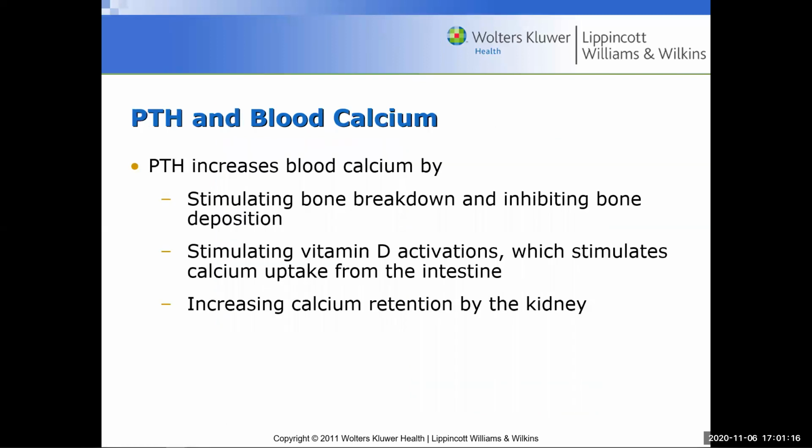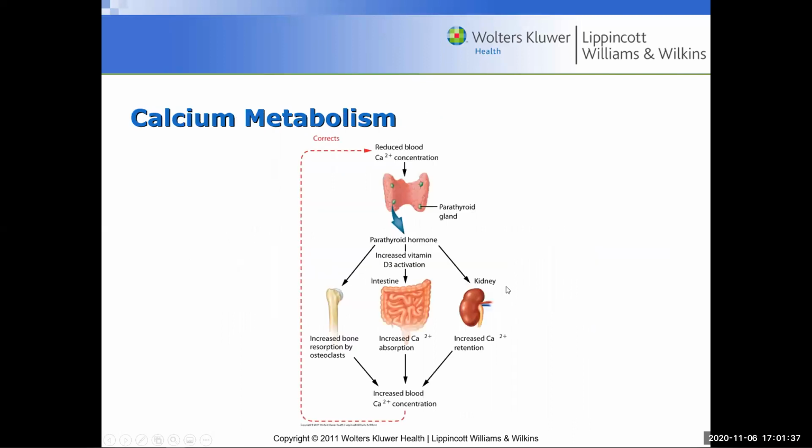All right, so almost there in terms of regulation. Last thing we'll speak to is regulation of blood calcium. PTH, parathyroid hormone, increases blood calcium levels by stimulating bone breakdown and inhibiting bone deposition, stimulating vitamin D activation and increasing calcium retention by the kidneys. This is shown here in terms of calcium metabolism. In this whole process, it is corrected once it is detected that the calcium levels are decreased. A mechanism is set in place that will ultimately lead to increased blood calcium levels, and therefore the deficit is now corrected.